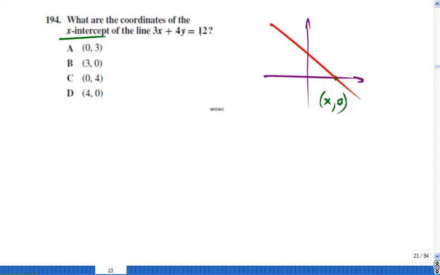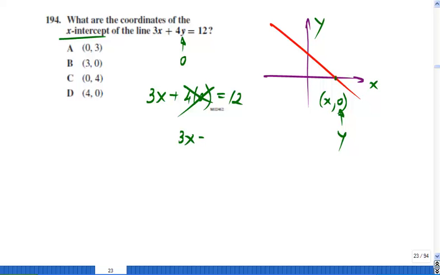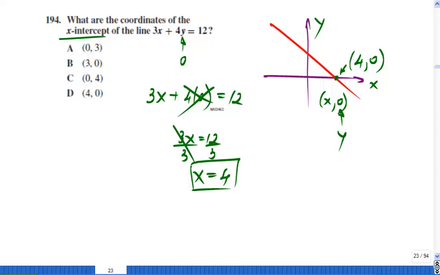What are the coordinates of the x-intercept of the line 3x plus 4y? Why do you have 0? Your y. Make your y 0. So I'm going to plug in 0 for that y. Your equation will be 3x plus 4 times 0, because it's the x-intercept. That's the x-axis, that's the y-axis. Equals 12. 4 times 0 is 0. You have 3x equals 12. Divide by 3, x equals 4. The coordinates of this point right here will be what? x equals 4, y equals 0. You check 4 and 0. D is the answer.